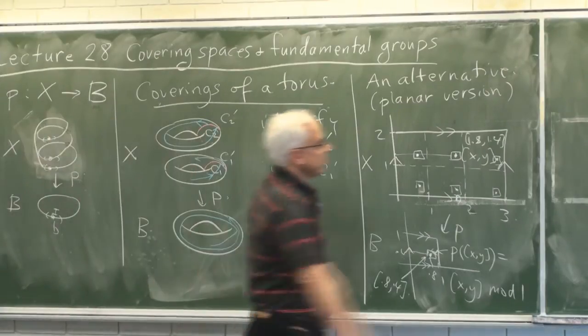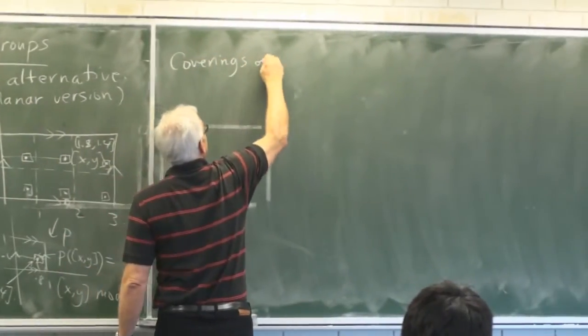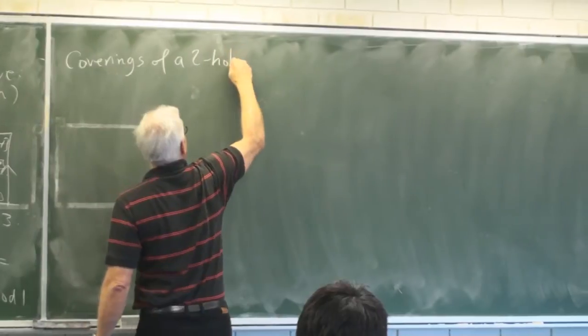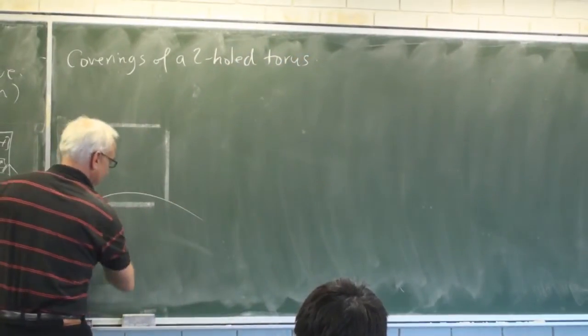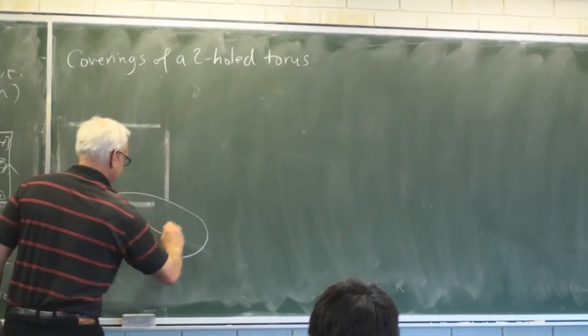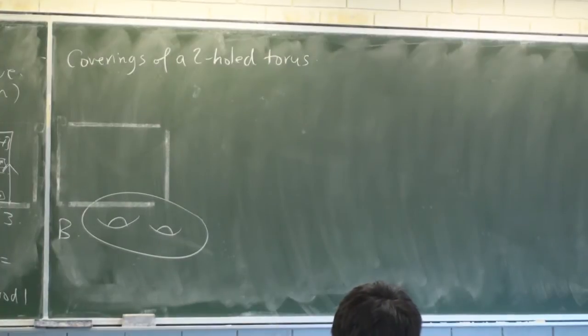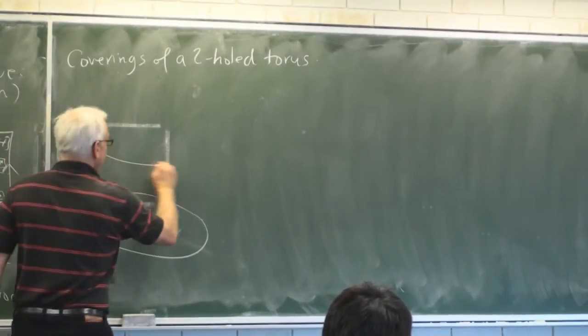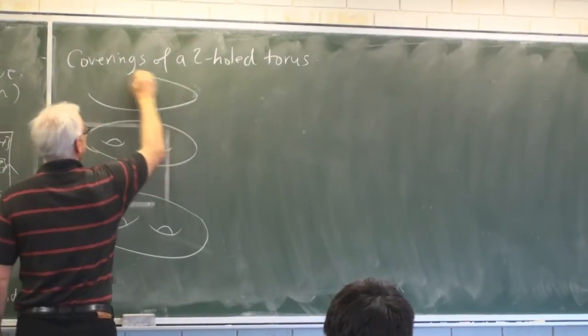All right, let's just mention coverings of a two-hole torus. So if we have a two-hole torus, how could we get a covering space for that? Well, we could do an analog of this version here. In other words, we could make a couple of copies of that. I'll just use 2, for simplicity.